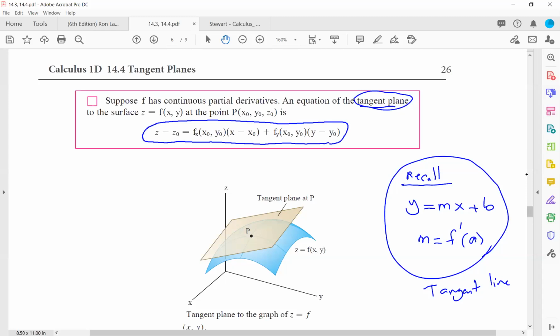z minus z sub 0 is equal to the partial derivative of f with respect to x at the given point times x minus x sub 0 plus the partial derivative of f with respect to y at the given point times y minus y sub 0. That's the equation. And this equation gives you this tangent plane, tangent to the surface.